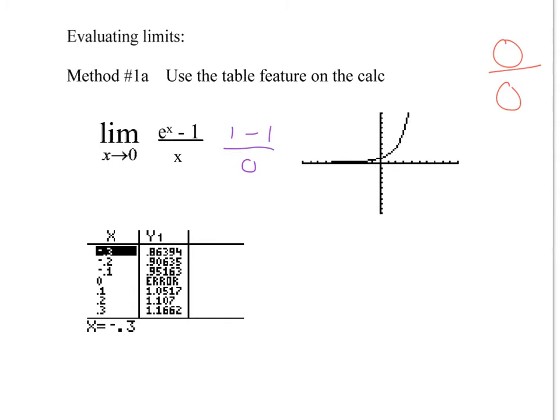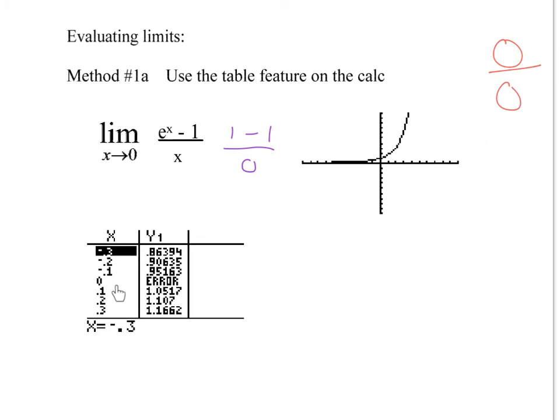If you look at the table now, when x equals 0, sure enough, we do have an error, but getting closer and closer to 0 from the negative side, the value of our function when x is negative 0.3 is 0.86. When x is negative 0.2, the value of our function is 0.906. And as x goes to negative 0.1, we're getting closer to 1, it's 0.95.